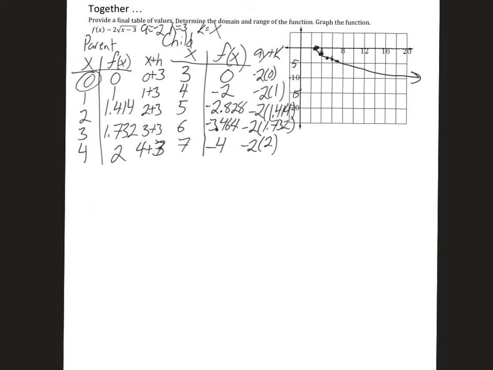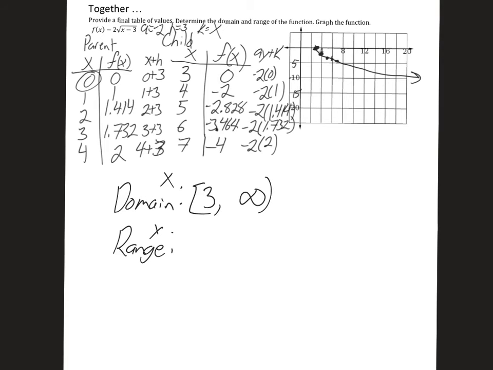Now, looking at this though, I want to know my domain. So I'm going to go ahead and write my domain. Domain are my x's, right? So it looks like I'm starting at 3 and I'm going on forever. So 3, infinity. My range are my y's. So looking at it, where's the bottom of this thing? Well, it looks like it's going down forever. So I have negative infinity, and then it's going all the way up till 0. So I have 0, this should be a bracket. So negative infinity, comma, 0 with a bracket. Okay.